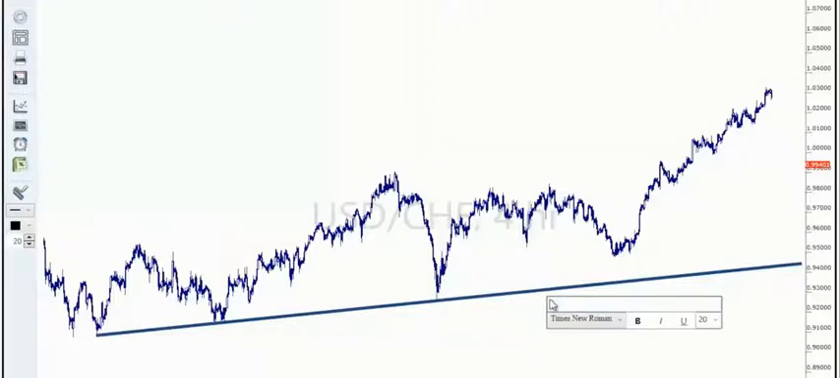That is considered your long-term trend line, which basically means that this is the trend that started all the way back in April 2015, and today we're in February 2016.